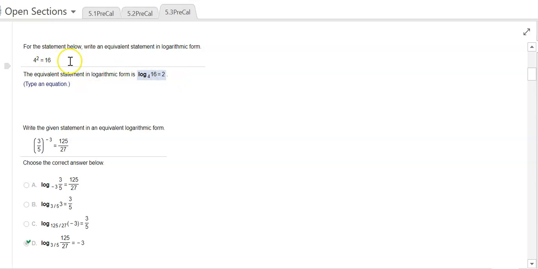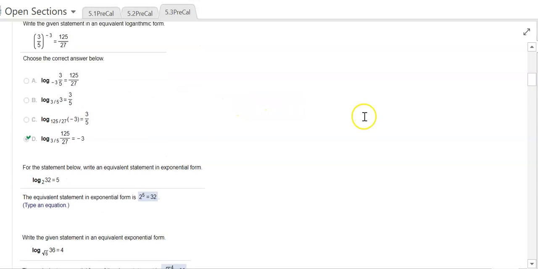Once again here, we're looking at writing this again. Here the base is 4, so the base will be the same thing for our logarithm. To what power is 16? So here we take this exponential and we're writing it in logarithmic form, and that's a perfect example there.